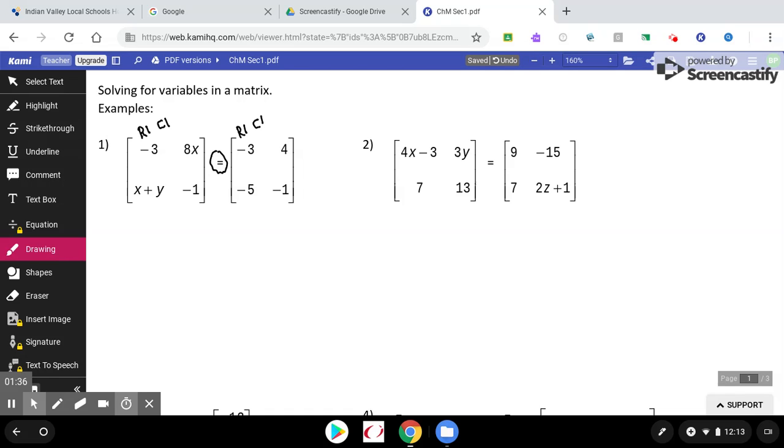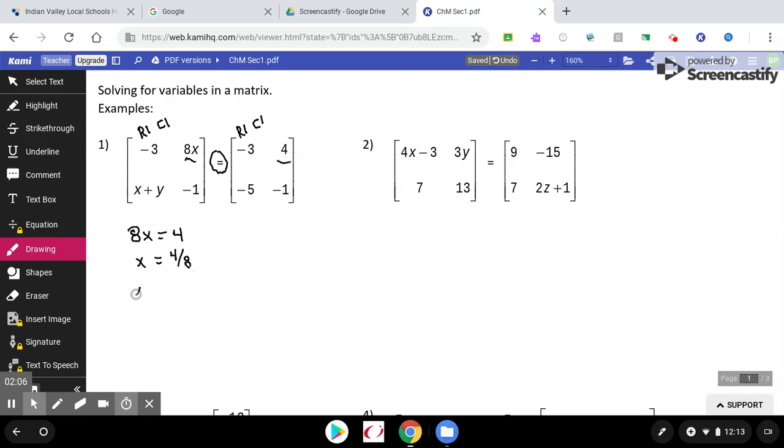So if I move on to this guy, which is row 1, column 2, whatever is in row 1, column 2 of the other matrix, they better be equal. Okay, well, we don't know what x is, so the goal here is to solve for the variables. But that upper right corner has to be equal to the upper right corner. And it's just a matter of solving like normal. So how do you get rid of the 8? You would divide.